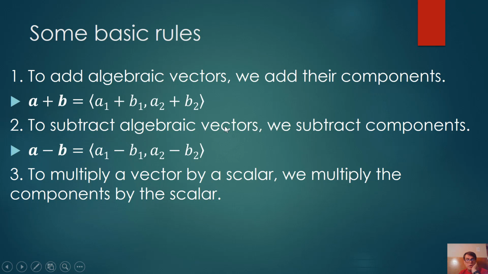Okay? Now, if you subtract algebraic vectors, we're going to subtract the components. So the vector A minus vector B is going to be A1 minus B1, A2 minus B2. In other words, we're going to subtract the x components, and we're going to subtract the y components. This is fairly reminiscent of stuff we've done before. And if you multiply a vector by a scalar, then you're just multiplying the components by the scalar. cA is cA1, cA2.